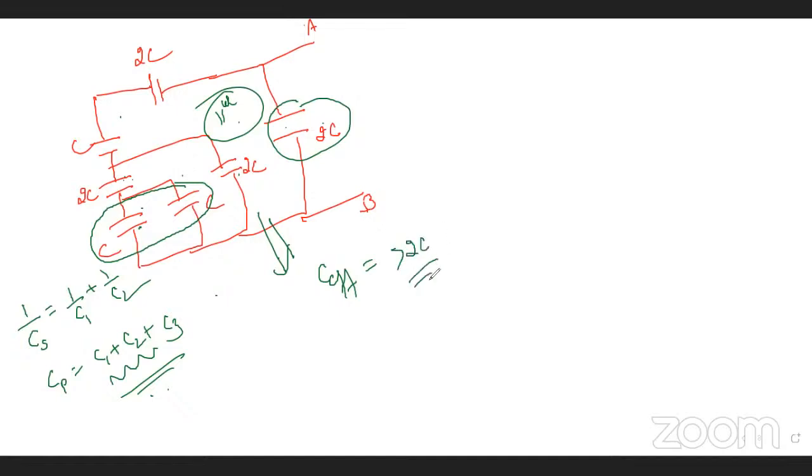It should be more than 2C. Why should more than 2C come? Because 2C is connected in parallel. 2C is connected in parallel to this.